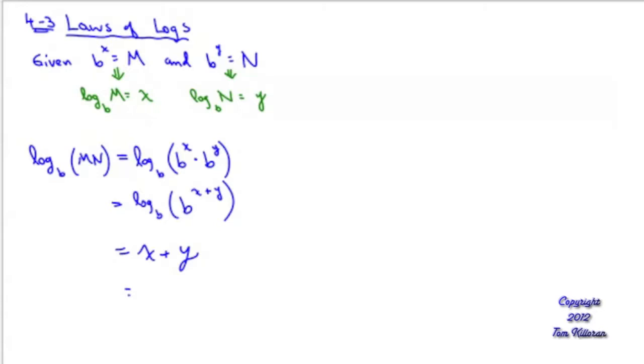But what's x equal to? Come back up here. Oh, look, x all by itself. What's x equal to? Log base b of m. What's y equal to? Log base b of n. So this becomes log base b of m plus log base b of n. And I'll bring down the other side. The log base b of the product, mn, is equal to the log of the first one plus the log of the second one. Very nice law.